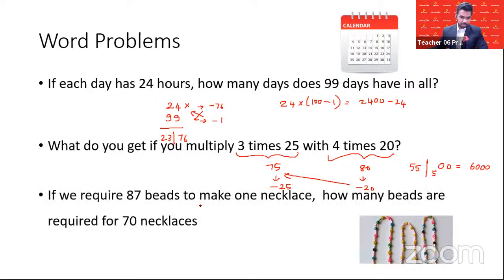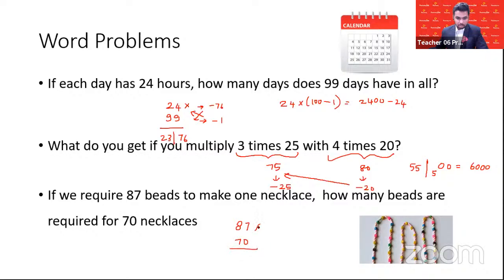The last one, this is a nice number. This is a problem where the particular numbers are worded in the form of a nice example. So you have 87 beads in a necklace. How many beads will be required for 70 necklaces? You can see some jeweler wants to make necklaces. Each necklace he or she makes will take 87 beads. He has got an order of 70 necklaces. Then how many beads does he or she require? So this is 87 times 70.